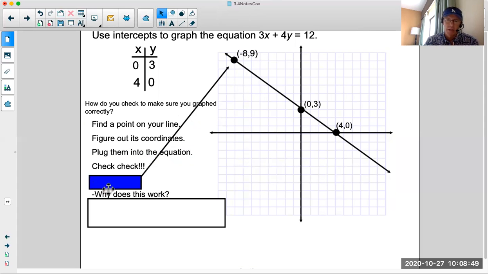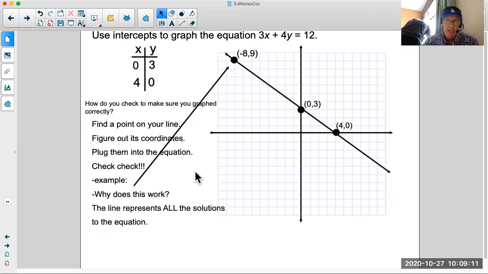Let's see. 3 times -8 would be -24. 9 times 4 would be 36. What's -24 plus 36? 12. Check, check. It works, right?